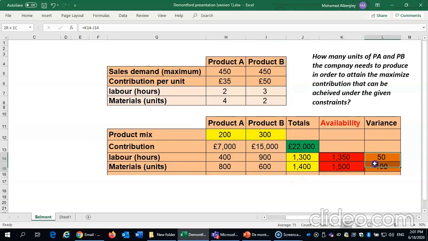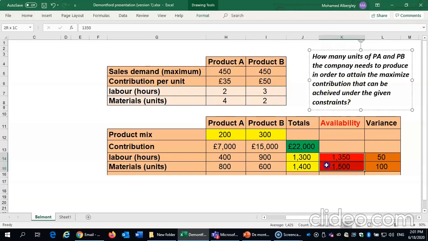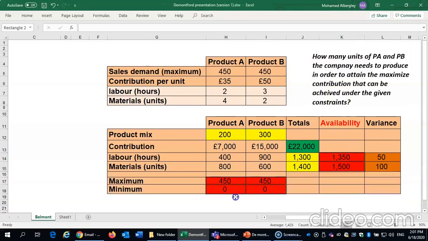Of course no, because we still have more units that if we used, we could produce more units of A or B or both, and therefore generate more profit. Then, in this case, we need to seek the help of Excel in order to answer this question. But before doing so, I will show you another two constraints: the maximum and the minimum constraints.